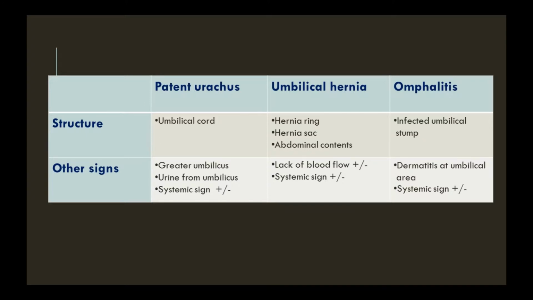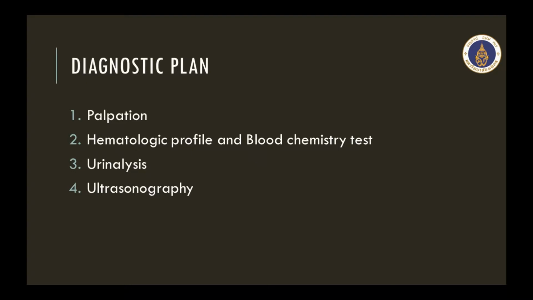To diagnose this case, we plan to palpate the mass to check the hernia ring and inflammation, and do a blood check including CBC and blood chemistry to evaluate inflammation, infection, and renal function due to patent urachus. Urinalysis to check for abnormality of the urinary tract, and we plan to do ultrasonography to confirm the content inside the umbilical mass.